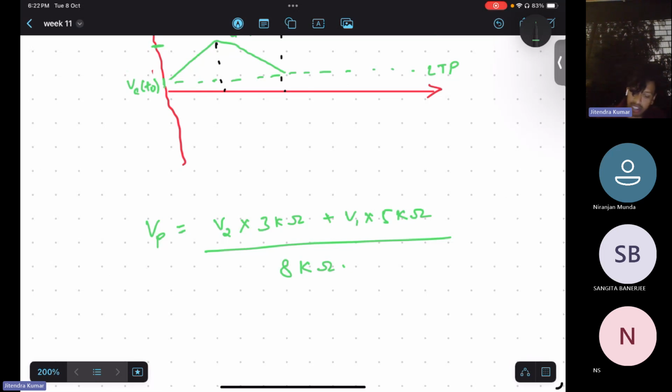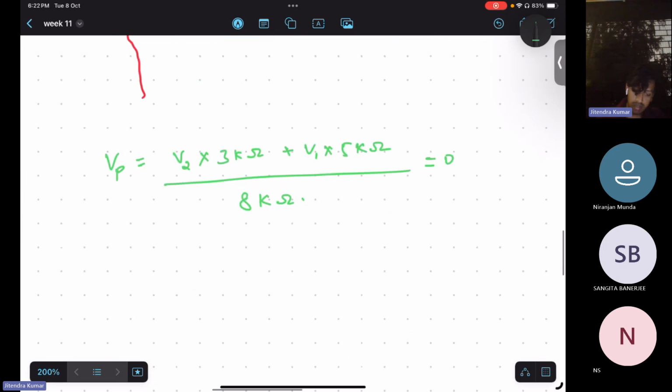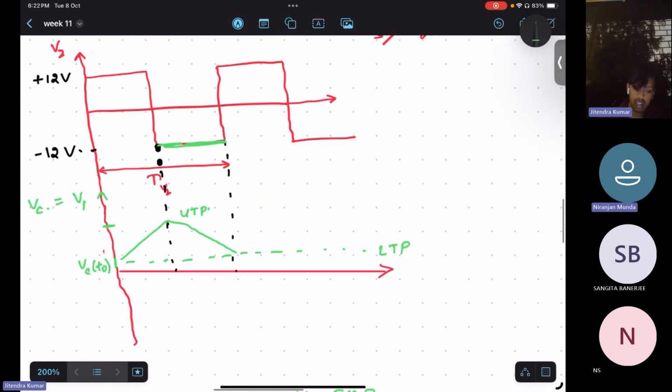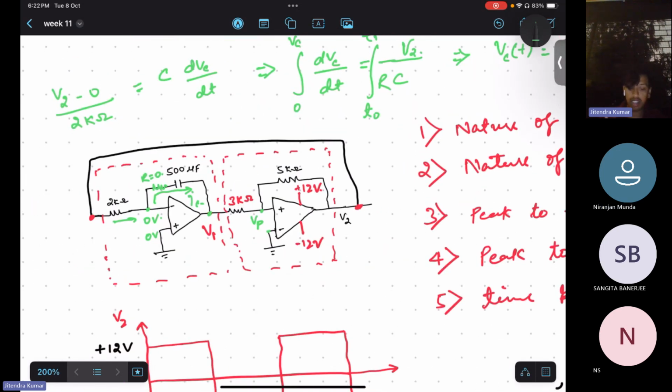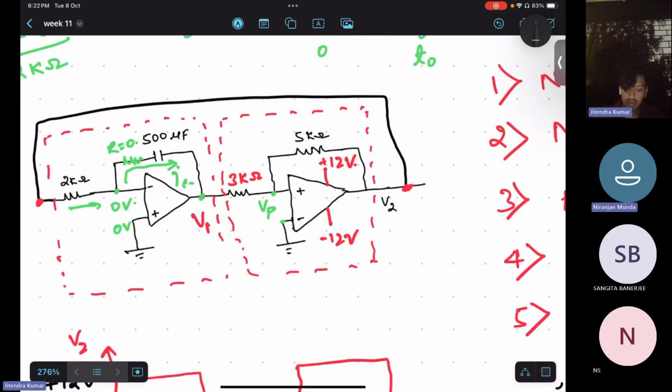So this is one thing. Now we know that Vp is going to be equal to 0. How? From the virtual ground. Here see, it is 0. So we can equate it to 0. Sir, how will that happen there? Here, see, the inverting terminal is connected to ground. So from the virtual ground concept, can we do that? It is non-inverting, isn't it, sir? Non-inverting, yes. Still, if you apply KCL.